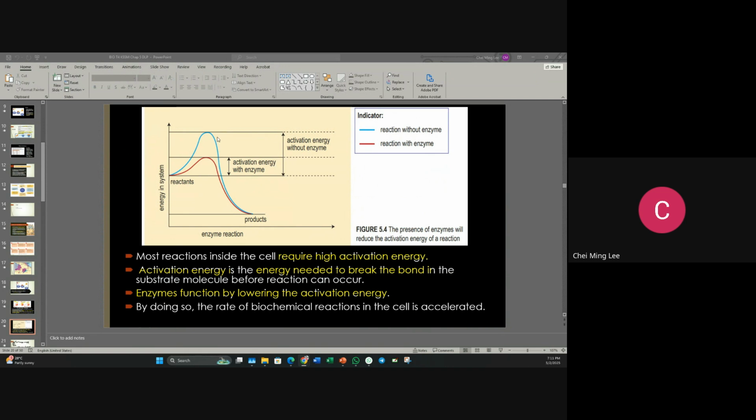Activation energy means the energy required for the process to occur. For example, if I want to break down, it needs energy to pull and destroy the bond. So this requires energy, and that is called the activation energy here. With enzyme, it will lower the activation energy, making the process easier. So the activation energy is the energy needed to break the bond in the substrate molecule before the reaction can occur, and enzymes function by lowering the activation energy.